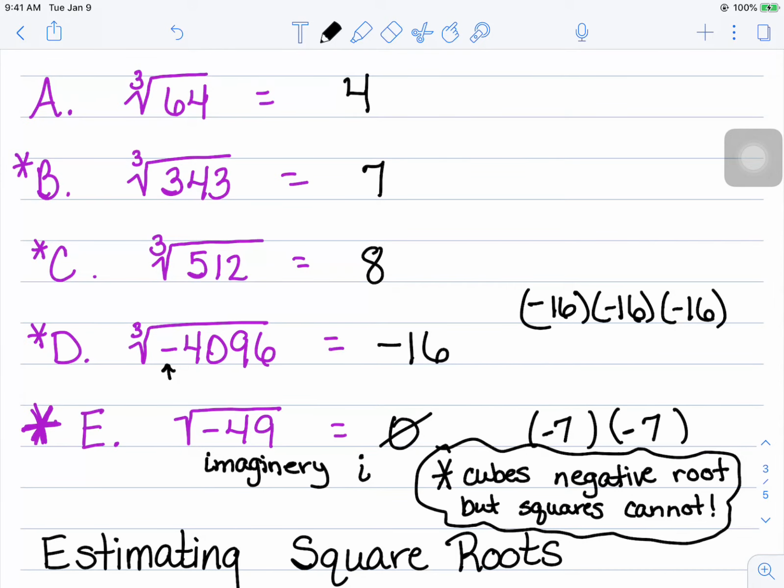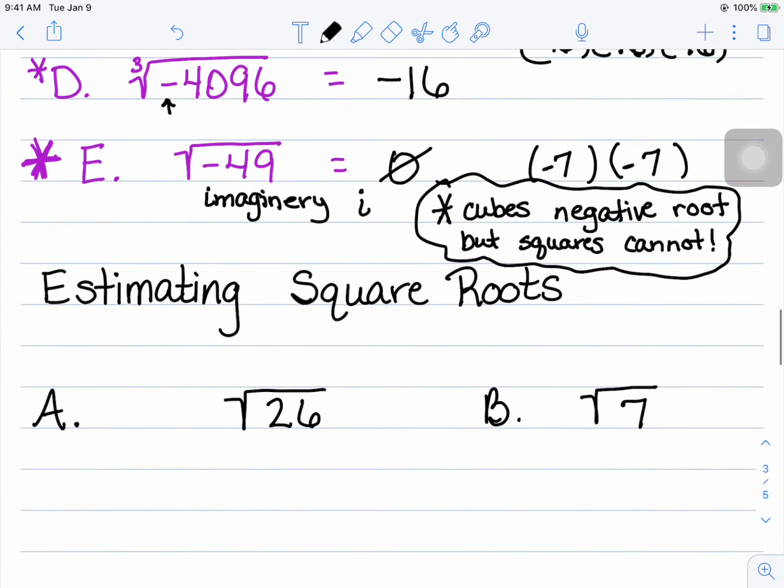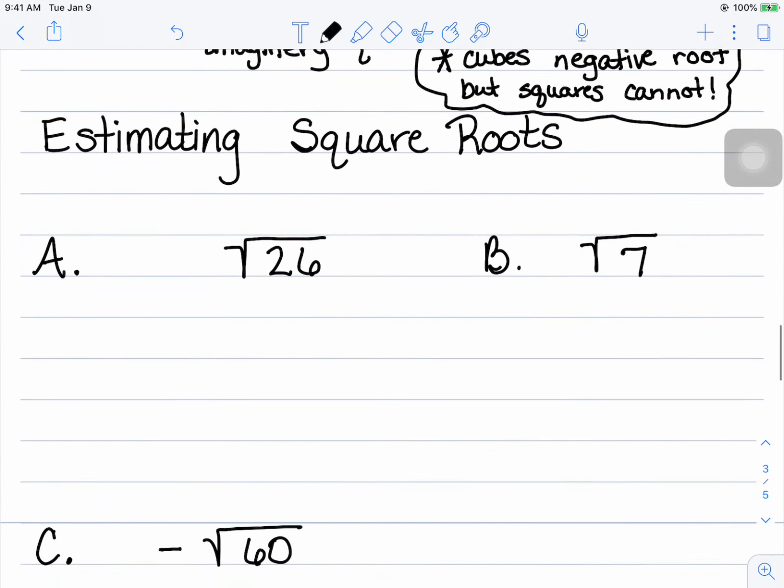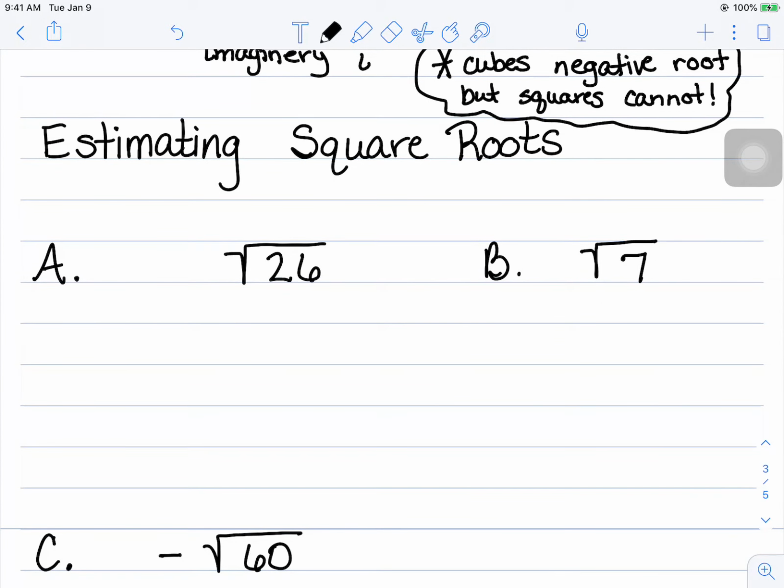All right, let's move on to estimating square roots. So sometimes you don't have a perfect square or a perfect cube, and you need to figure out what it's close to. Now with a calculator, and I'll show you shortly how to use a calculator to do some functions, you can get a decimal. It'll round it close to you. But a lot of times these are irrational numbers, and we'll learn about irrational numbers soon. And we just want to find out what's close.